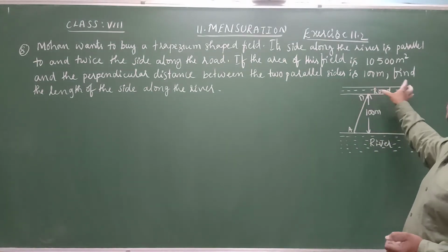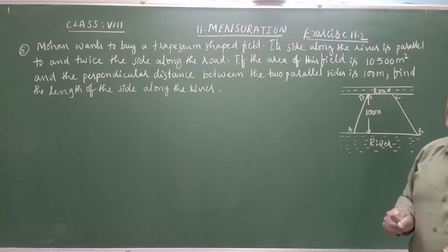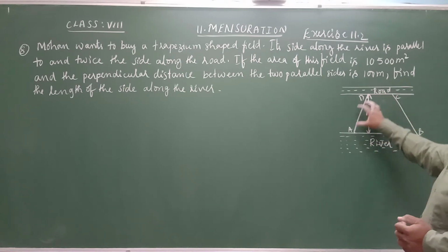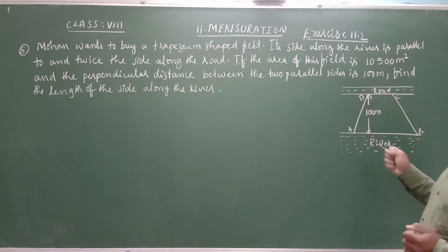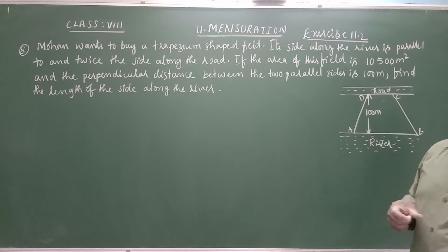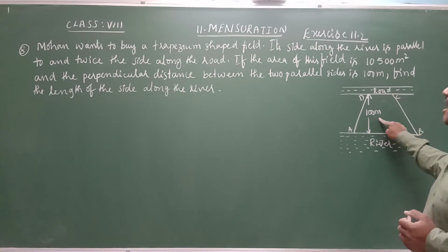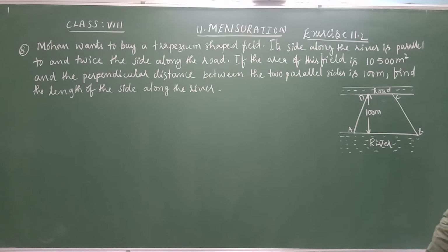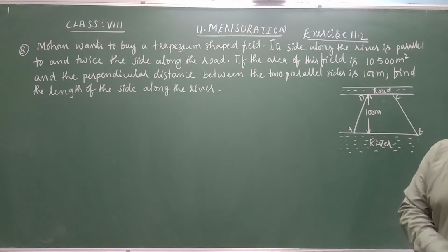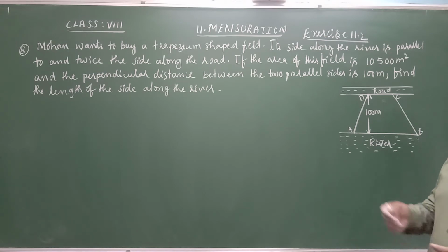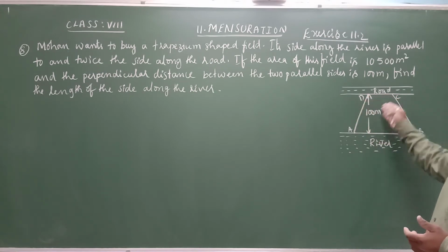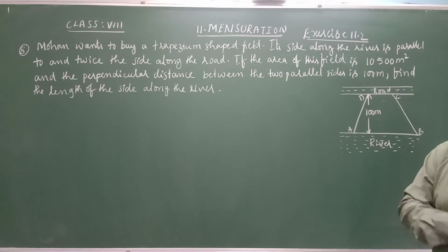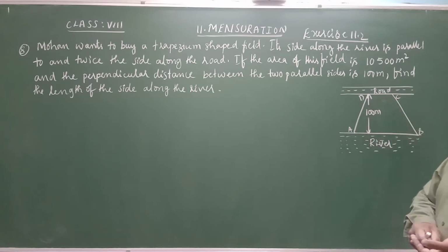If the area of this field is 10,500 meters square, so the area of the trapezium field is given as 10,500 meters square, and the perpendicular distance between the 2 parallel sides is 100 meters. Find the length of the side along the river. That means we have to find the length of AB. So if you find the length of CD, we can find the length of AB.